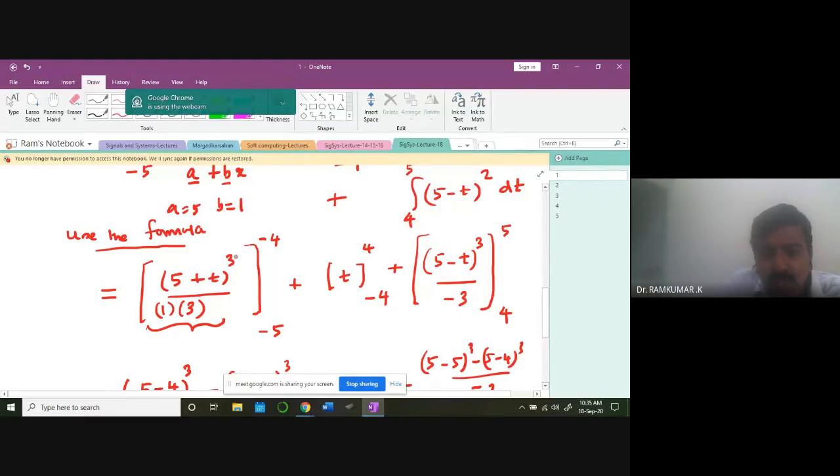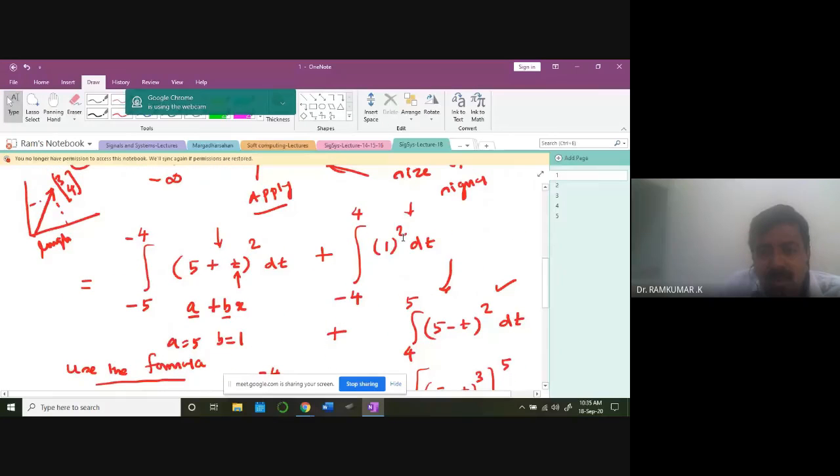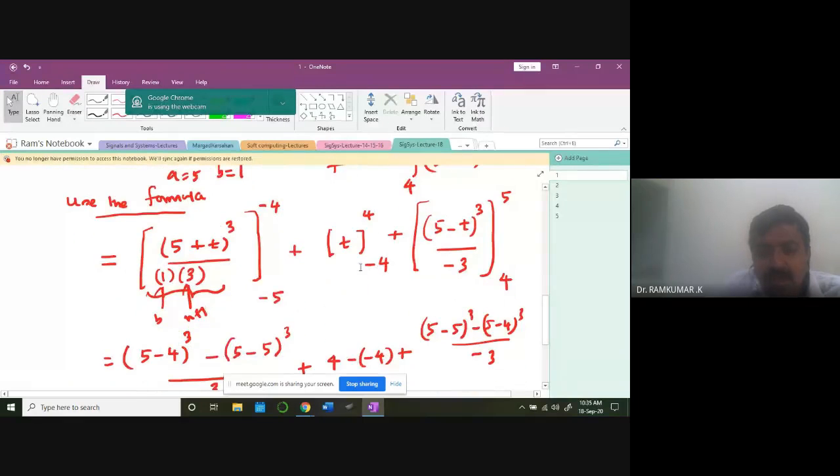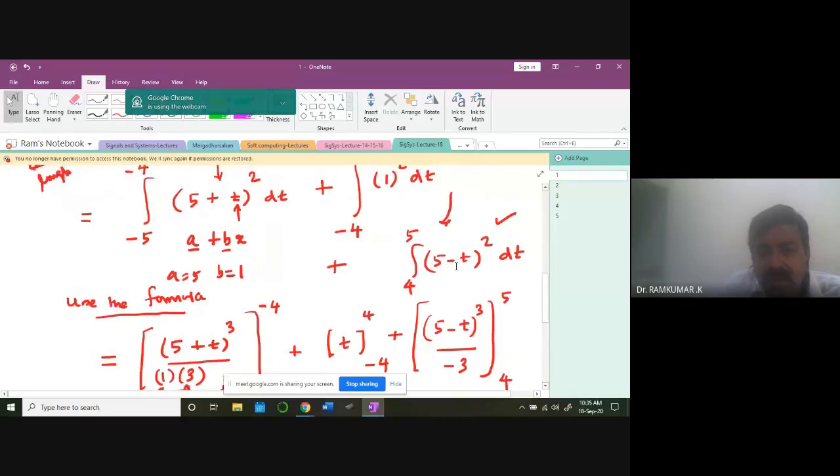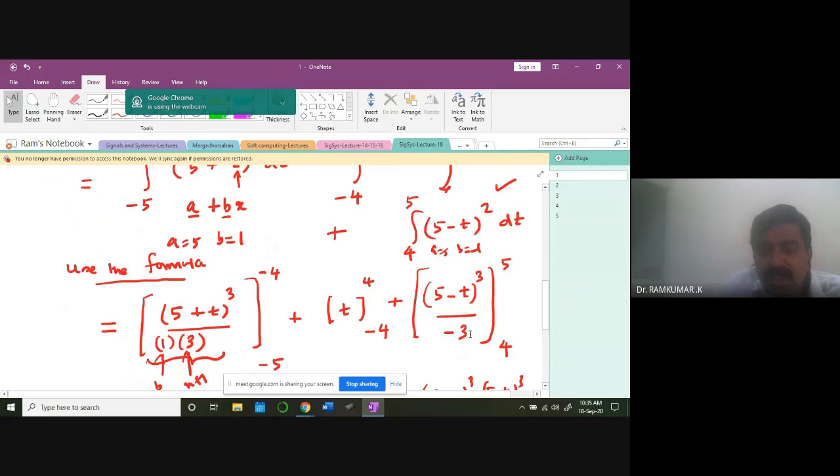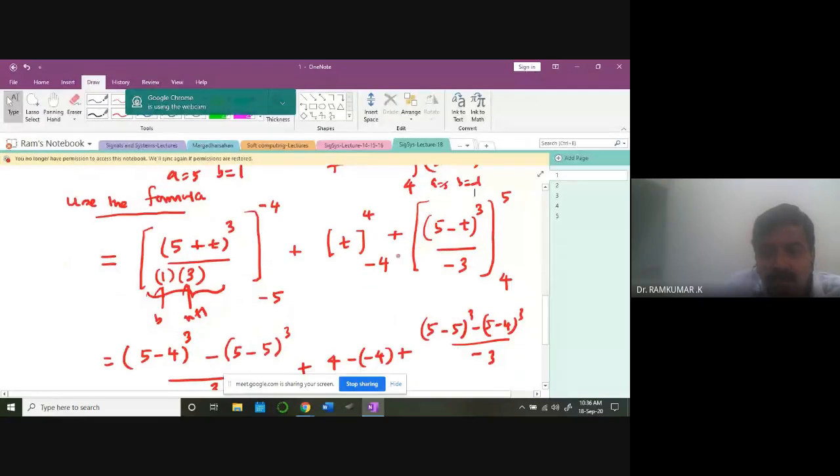5 plus t the whole cube, divided by b into n plus 1. Between the limits minus 5 to minus 4 you apply this. Then when you integrate just dt, you will get t, from minus 4 to 4. Then again here you apply a plus bx. a is equal to 5, b is equal to minus 1 here, and then 5 minus t the whole cube. n plus 1 is 3 again, but b is minus 1. I'm going to have this.